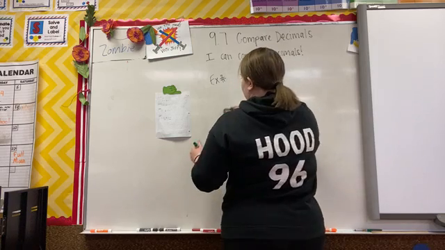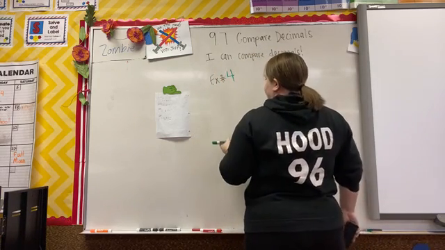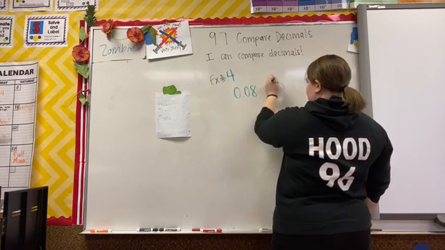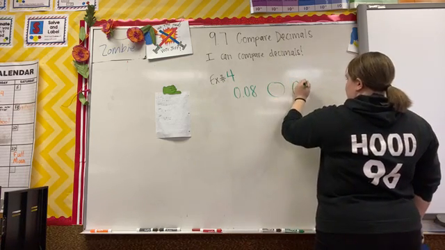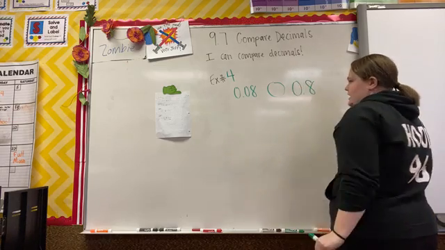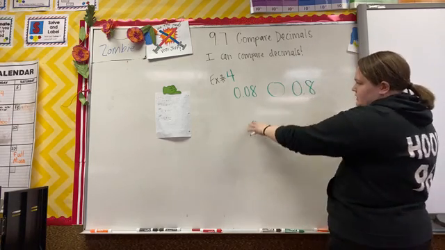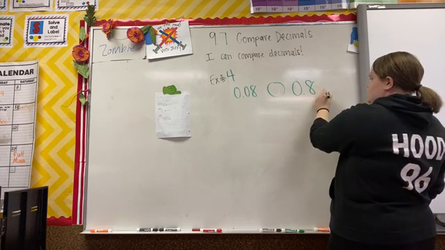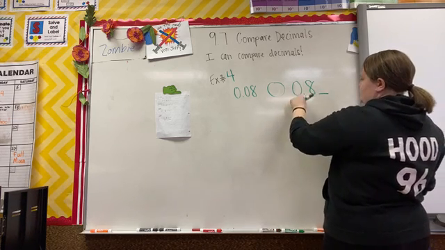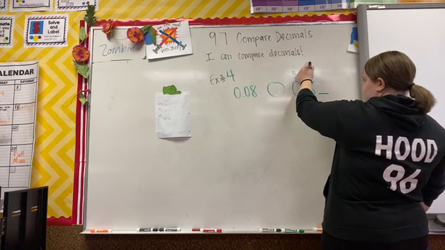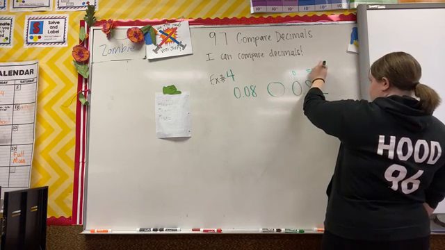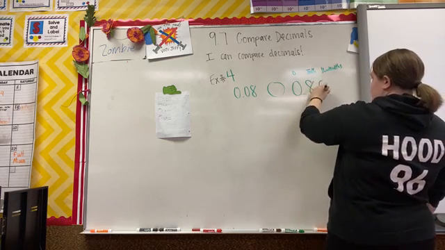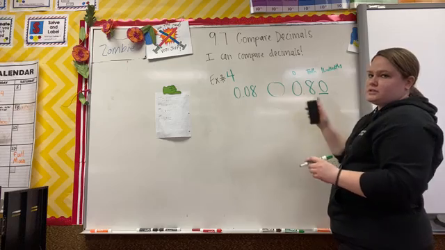Let's try example number 4. I have 0 and 8/100 compared to 0 and 8/10. I can see here I'm in the hundredths place and here I'm in the tenths place. Okay, to make it in the hundredths place, I can add a 0. Now I'm in the hundredths. They're both in the same place.